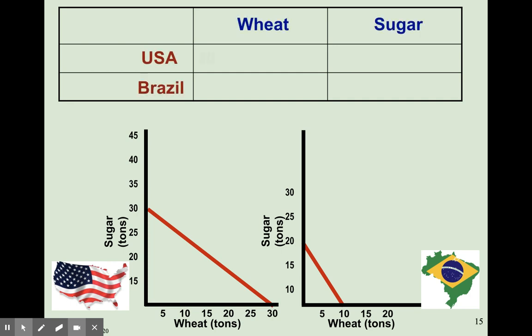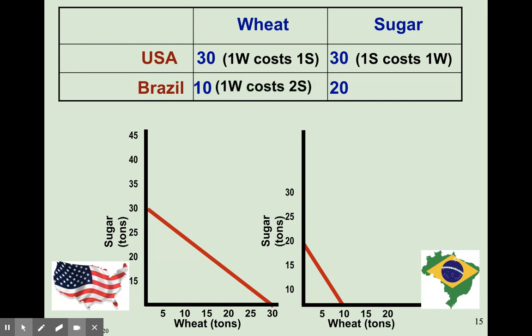The easiest way to do this is to draw a chart. For instance, wheat, when it comes to United States production, can make 30, where Brazil can only make 10. Sugar, the US can produce 30, whereas Brazil can produce 20. When you put it in chart form, one wheat costs one sugar for the US, and one sugar costs one wheat for the US. But for Brazil, one wheat costs 2 sugars, and one sugar costs 1/2 of a wheat.